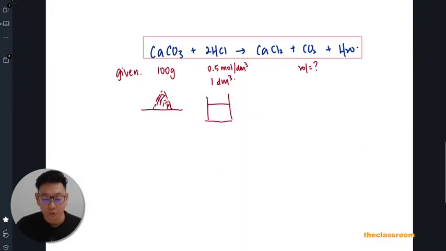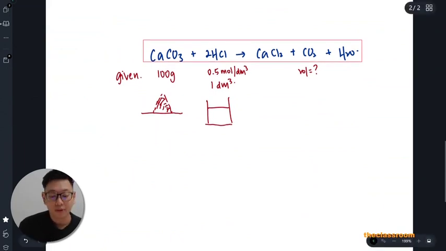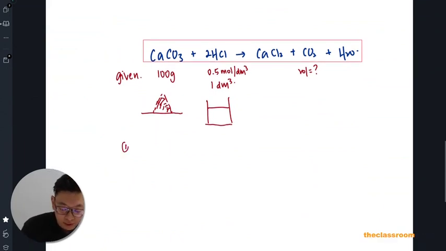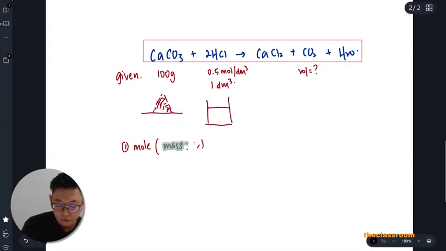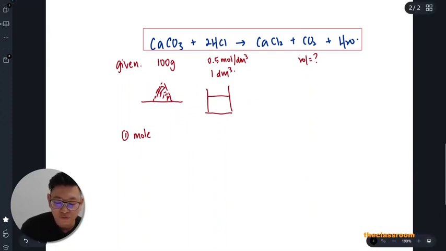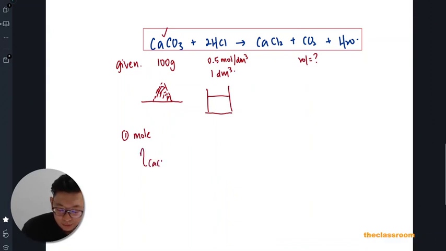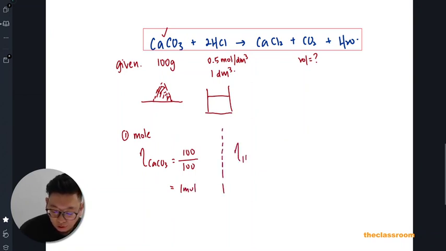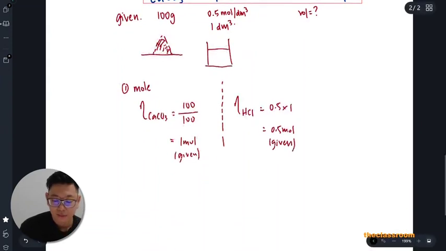For excess limiting questions, what you want to do, first of all, you say, okay, I'm given 100 grams of calcium carbonate. Step 1, always find moles. And mole is mass over MR. So for calcium carbonate, number of moles of calcium carbonate is your mass in grams over your MR, which is coincidentally 100, you get 1 mole. Your number of moles of hydrochloric acid is concentration times volume, you get 0.5 mole. So this is what you are given.